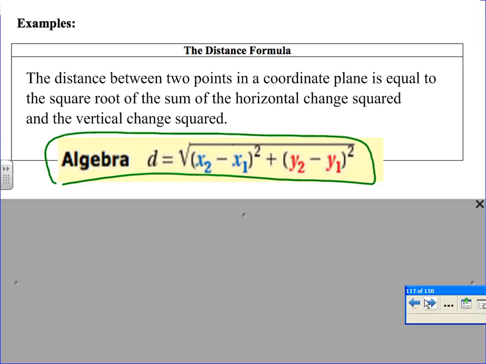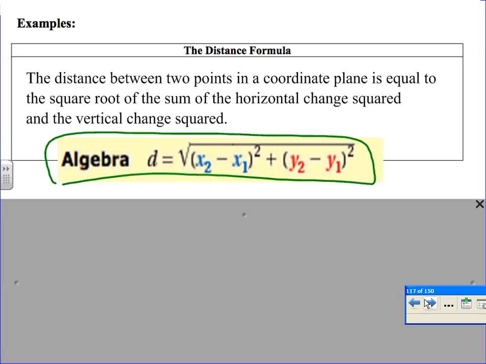Yeah, go get them. So the distance formula, very, very easy, should be pretty easy to remember, is equal to the square root of x2 minus x1 squared plus y2 minus y1 squared. If you switch the order that you subtract, it doesn't matter.